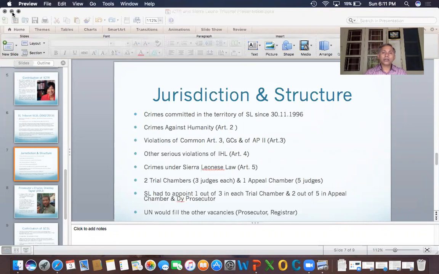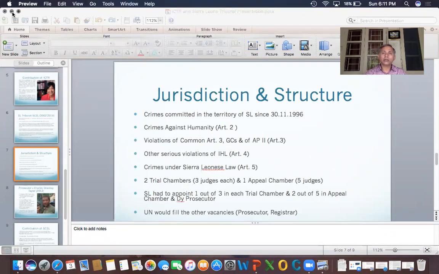And if you look at the structure of this special court, you'll find that there were 2 trial chambers, and in each trial chamber 3 judges were there, and there was 1 appellate chamber in which 5 judges were there. And why was it a mixed tribunal, why is it called a hybrid tribunal?